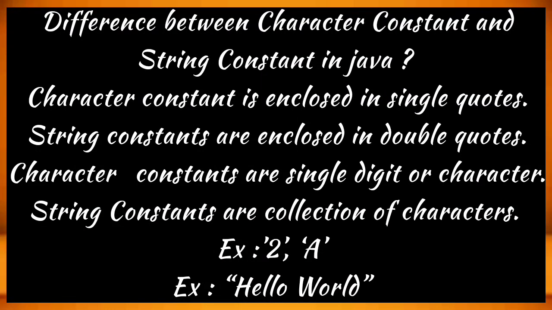Difference between character constant and string constant in Java. A character constant is enclosed in single quotes. A string constant is enclosed in double quotes. Character constants are a single digit or character. String constants are a collection of characters. Example: 2 in double quotes and a. Example: "hello world" is a string. Above, 1, 2 and a, these are characters.